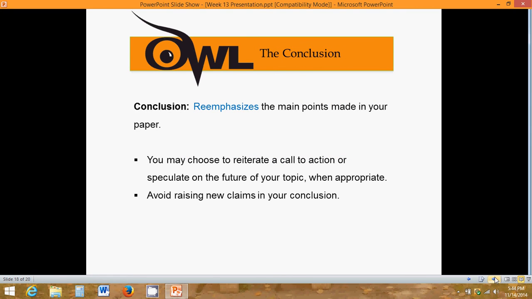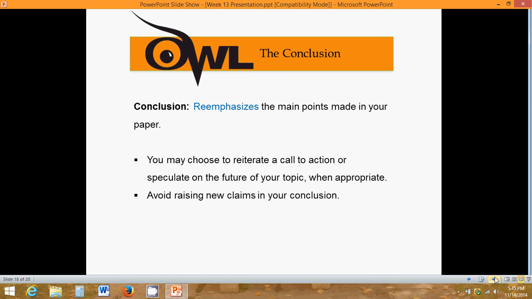So finally, you're going to then plan your conclusion. The conclusion reemphasizes the main points made in your paper. So the introduction has 3 parts. I think that the conclusion also should have 3 parts. So it should restate the thesis statement in a new way, like we said earlier. It should also reiterate the main points that you have talked about in the body of the essay, and it should kind of, what I like to call, put the essay to bed.